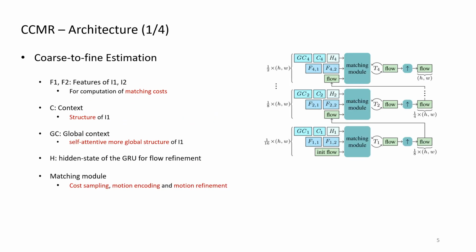Let us now talk about the architecture. On the right-hand side, you can see the architecture of CCMR, which is obviously a coarse-to-fine approach. First, the flow is computed on 1/16 the resolution. We get some flow, we upsample it, we get a flow at 1/8 the resolution. We use this flow as initialization in the next finer scale.